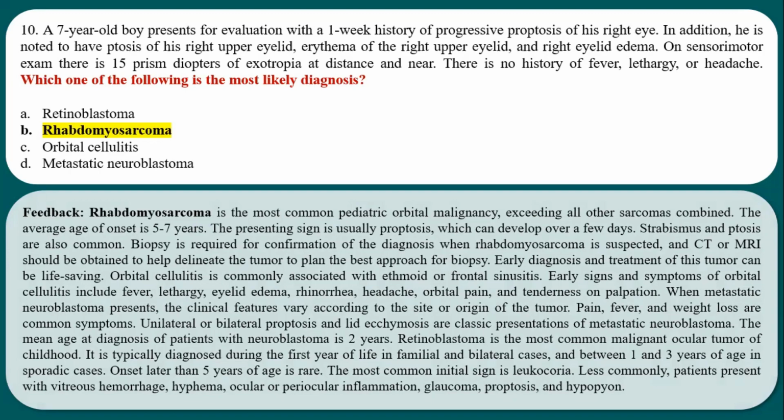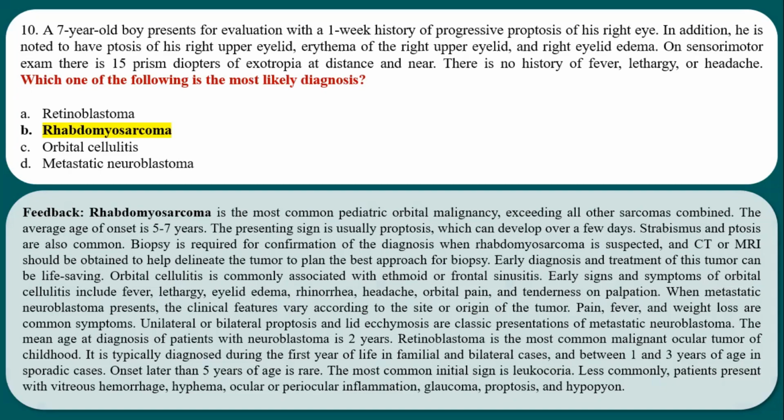Orbital cellulitis is commonly associated with ethmoid or frontal sinusitis. Early signs and symptoms of orbital cellulitis include fever, lethargy, eyelid edema, rhinorrhea, headache, orbital pain, and tenderness on palpation.